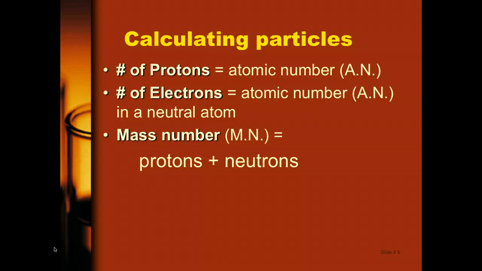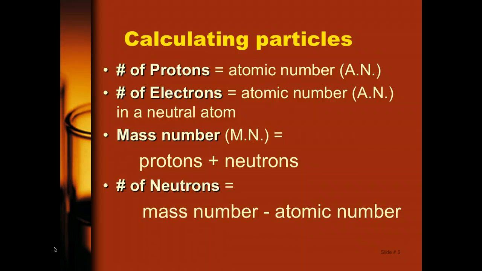Mass number, MN, is protons plus neutrons, and if you want to find neutrons, you're going to have to take the mass number minus the atomic number to get your number of neutrons.